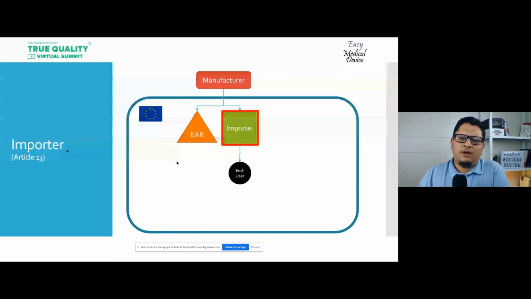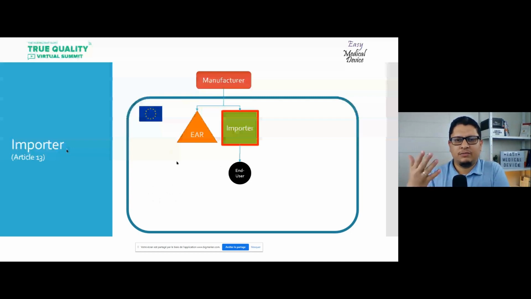Then we have the European authorized representative. As I've said, the manufacturer, when he's outside of Europe, has to have an importer for products inside of Europe and a European authorized representative. And the European authorized representative is then checking what the manufacturer is doing. So first, he has to have a mandate with this manufacturer to say that, yes, he is the authorized representative, whereas the others, the importer, distributor, whatever, don't need a mandate. So the mandate is only for the European authorized representative.